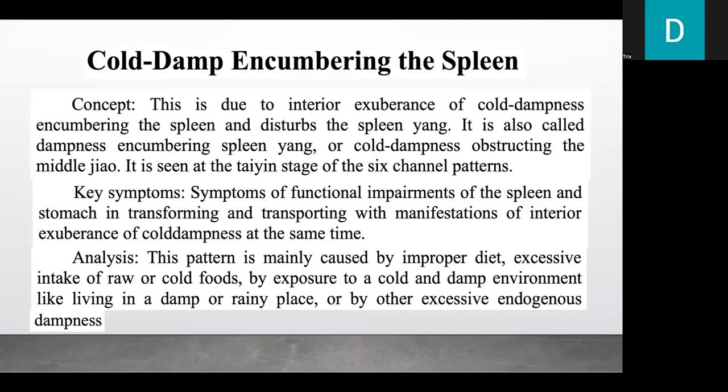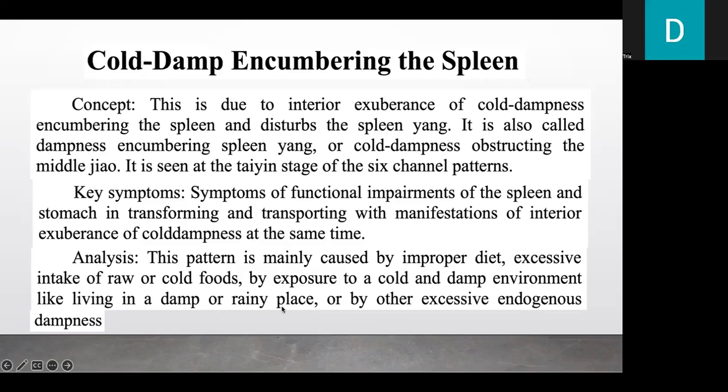The key symptoms are functional impairments of the spleen and the stomach in transforming and transporting, with manifestations of interior exuberance of cold dampness at the same time. The analysis of this pattern is mainly caused by improper diet, excessive intake of raw or cold foods, by exposure to a cold and damp environment like living in a damp or rainy place, or by other excessive endogenous dampness.